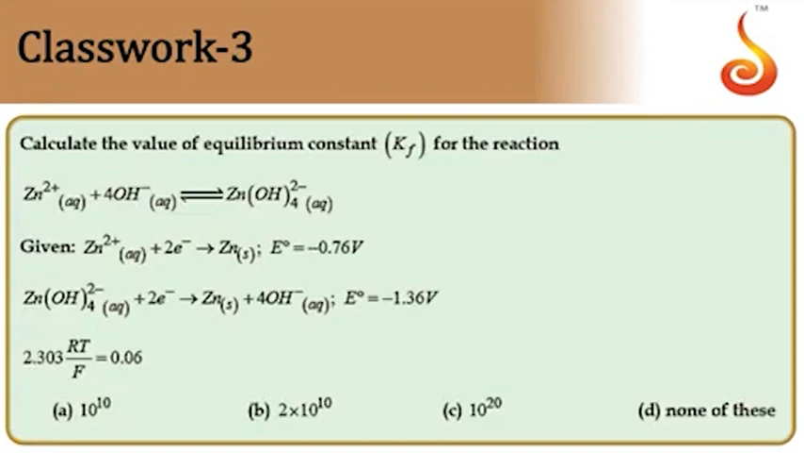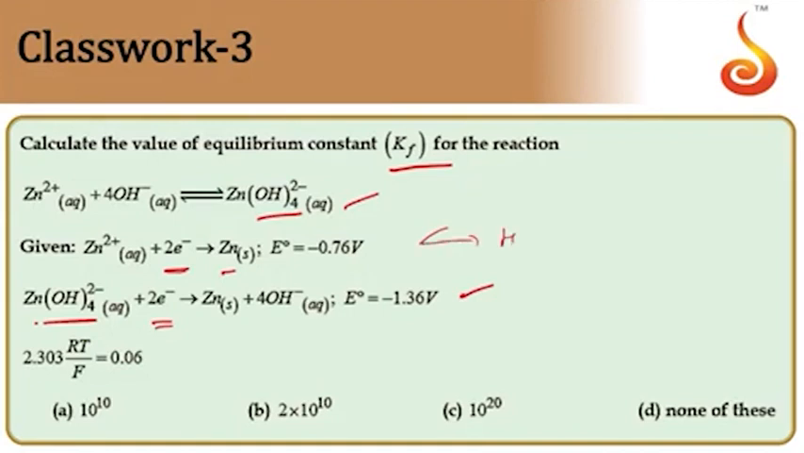Then the equilibrium constant value Kf for the reaction. This we need to find out. The given reactions are Zn2+ plus 2 electrons giving rise to Zn solid, and Zn(OH)4 plus electrons. Both values are reduction potential values only, because of the addition of 2 electrons. Among these two, the higher SRP is the cathode. Among these two, the higher SRP will be zinc.